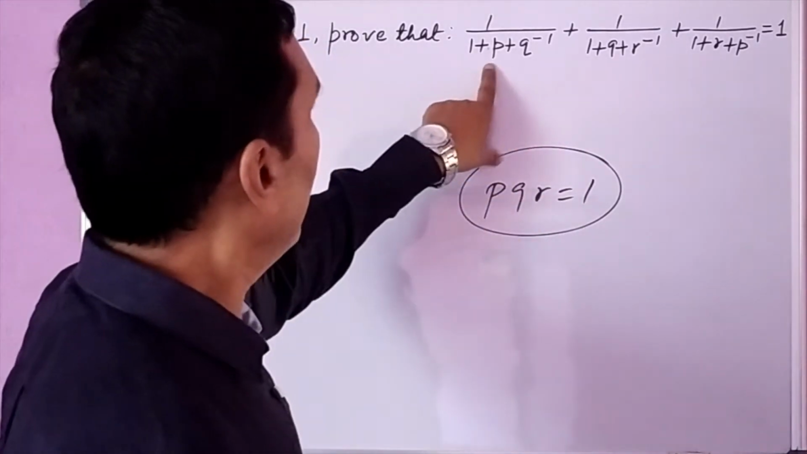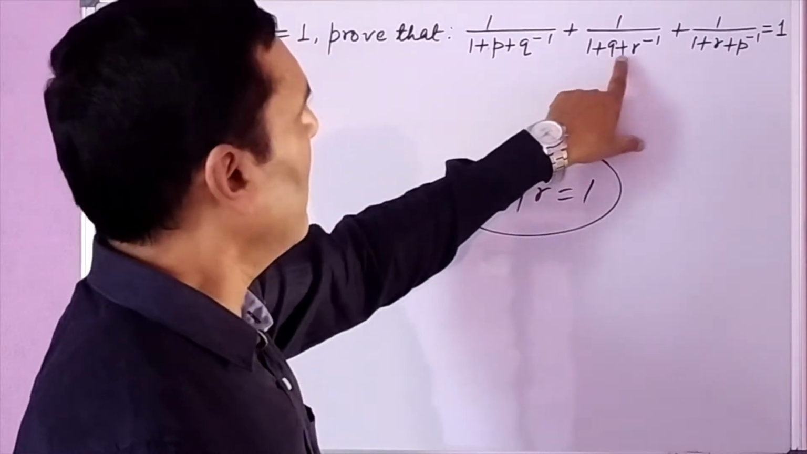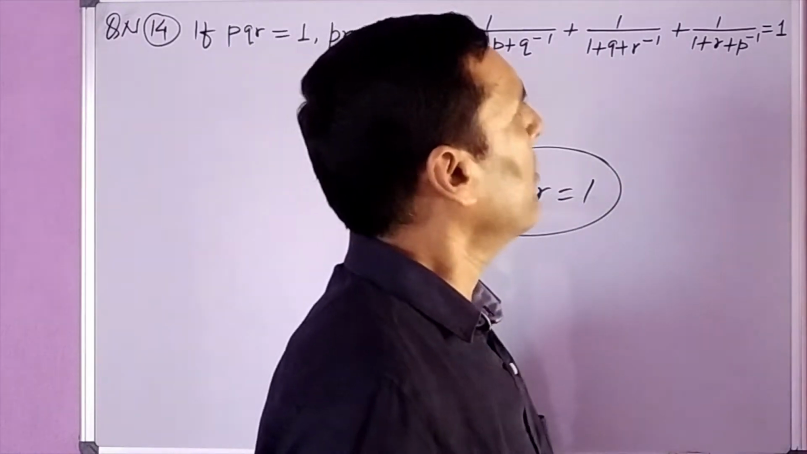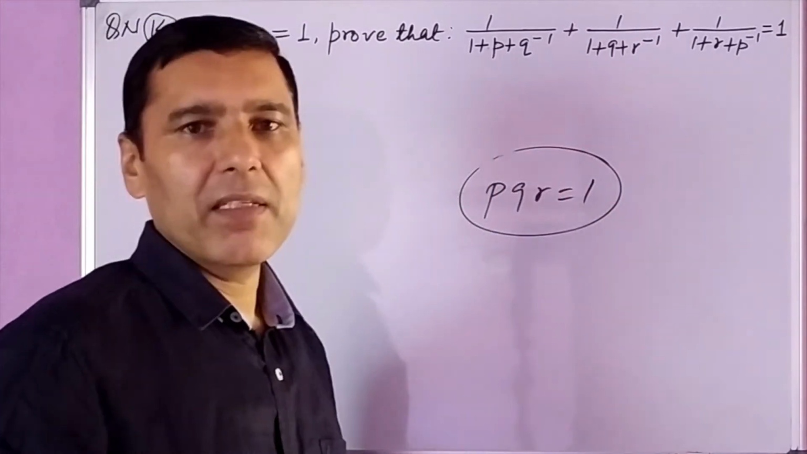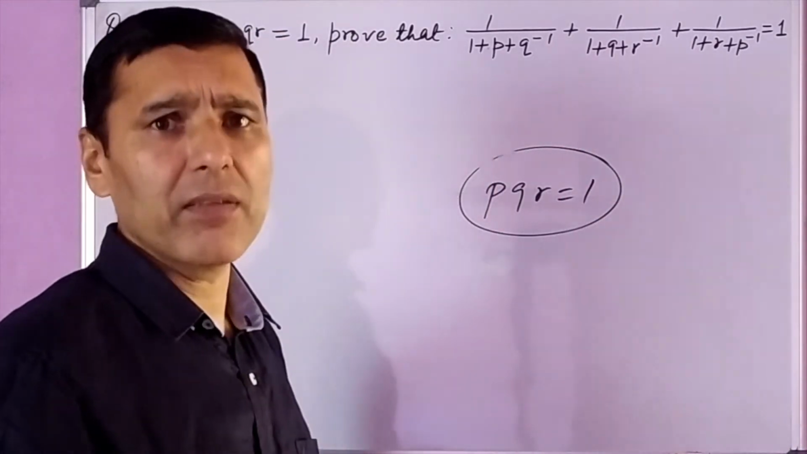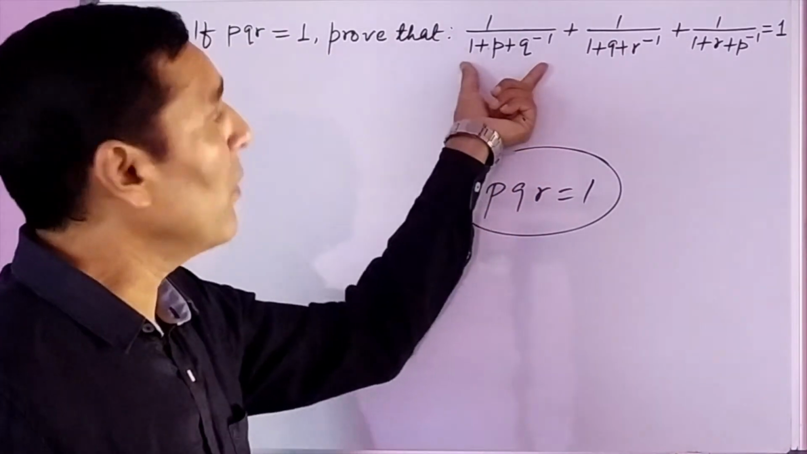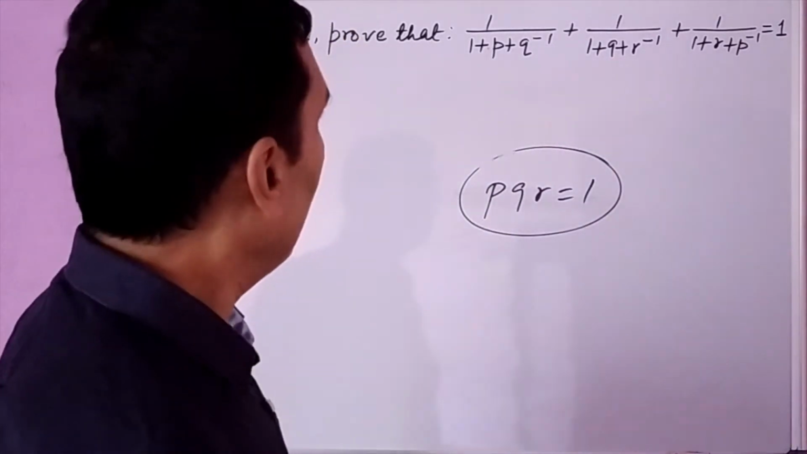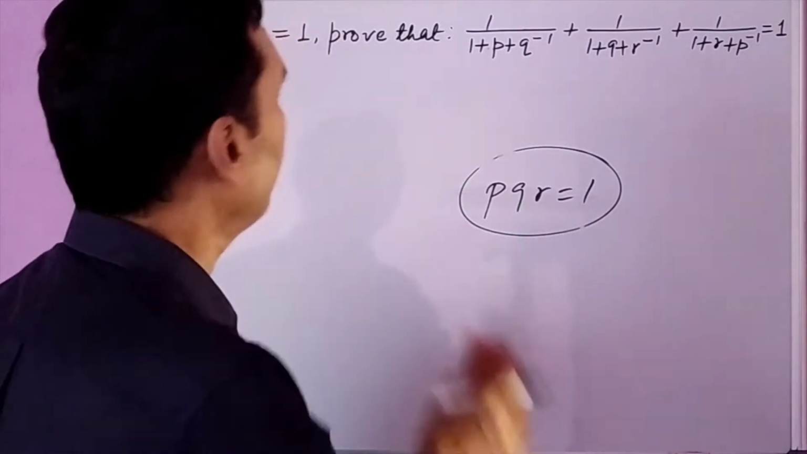First denominator 1 plus P plus Q to the power minus 1, second denominator 1 plus Q plus R to the power minus 1, third denominator 1 plus R plus P to the power minus 1. All denominators are different. Unless we make the same denominator, we cannot take the LCM. So first we try to make the same denominator. Here also we leave the first denominator as it is, and we change the second and third denominators. With the help of this given condition, we can have the same denominator. Let's start.